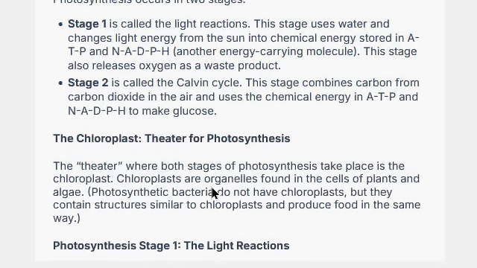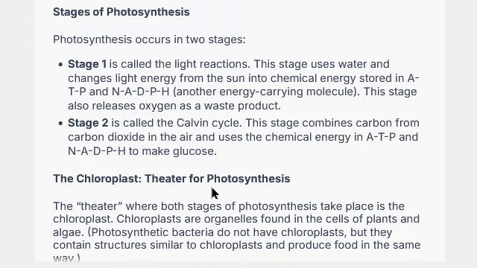Stages of photosynthesis. Photosynthesis occurs in two stages. Stage 1 is called the light reactions. This stage uses water and changes light energy from the sun into chemical energy stored in ATP and NADPH, another energy-carrying molecule. This stage also releases oxygen as a waste product.